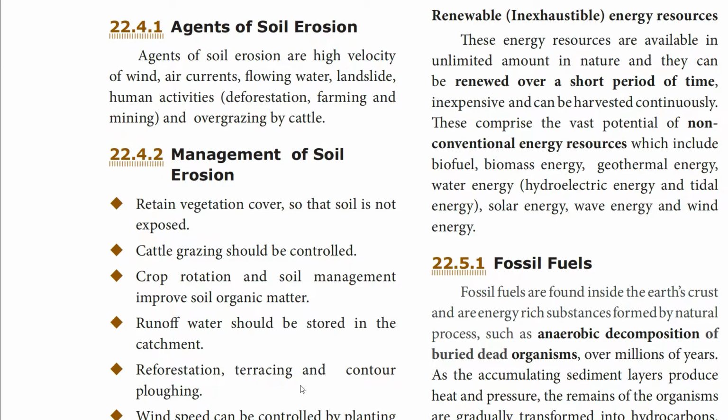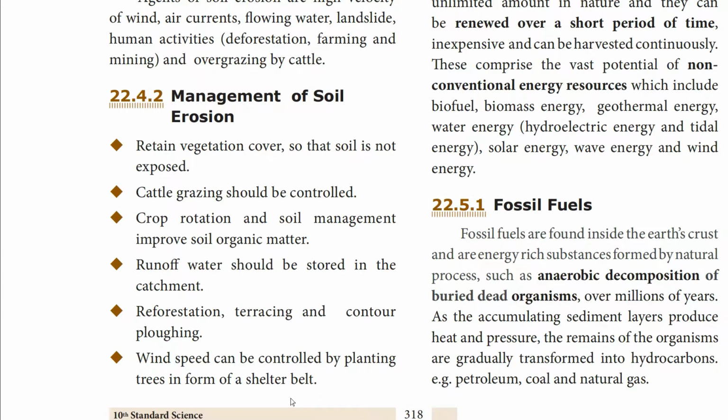Terracing is done on mountain slopes by cutting the slopes and culturing plants in the terraces, and contour ploughing will help to maintain the soil. Wind speed can be controlled by planting trees. A large number of tall, big trees can be maintained in regions where we have forceful wind, by which it can prevent soil erosion.